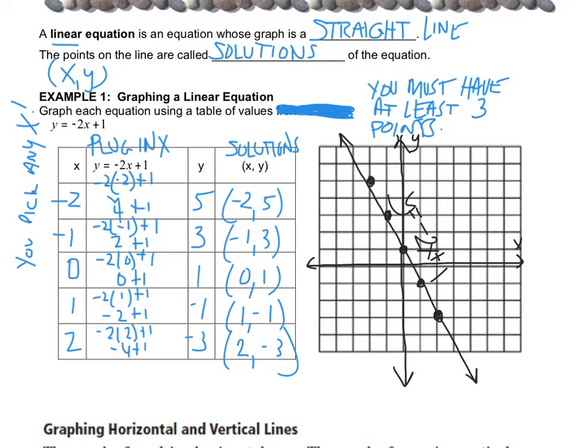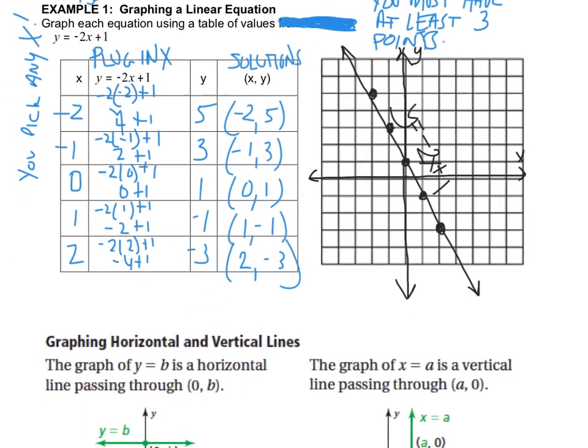Always include some positives, some negatives. Always consider using that 0 for the x, because that makes it easy to solve. Because whatever is multiplied by the x, once you plug in a 0, it just disappears. And then you can fill out your second y value a lot easier, I think. So a couple of things that you want to be considering. And you have to have at least 3 points.